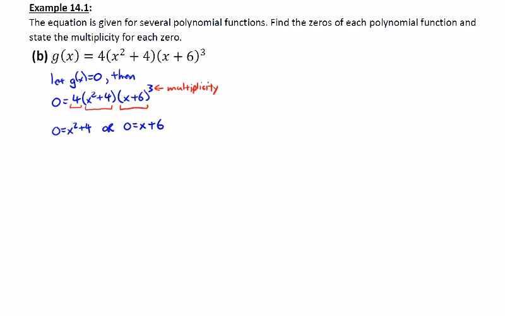So for the one that we just wrote, the answer comes out pretty quickly. X is going to equal -6. For 0 equaling x squared plus 4, I would subtract 4 from both sides, getting -4 is equal to x squared. And then I would take the square root of both sides. So when I take the square root of both sides, I have to make sure that I remember my plus or minus. I will have plus or minus the square root of -4 is all equal to x.